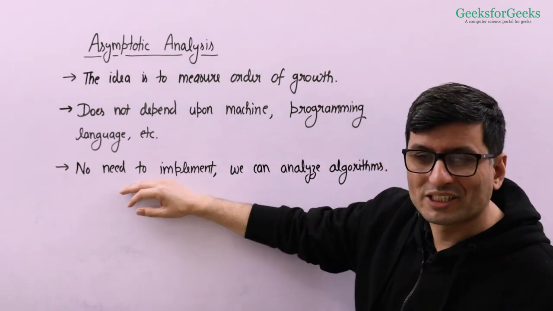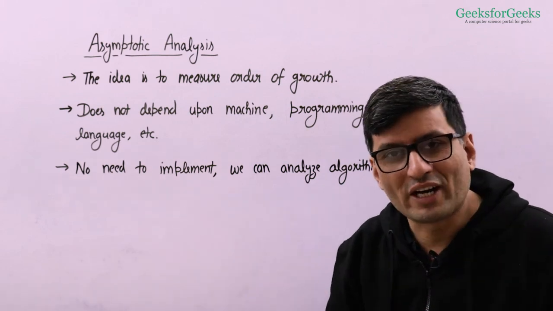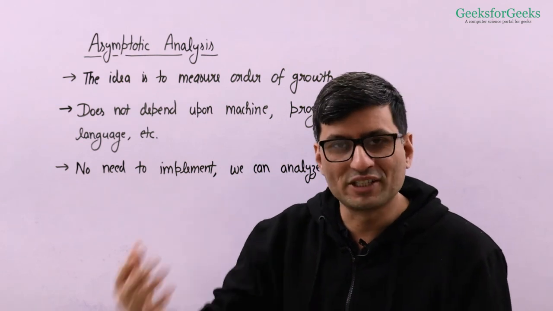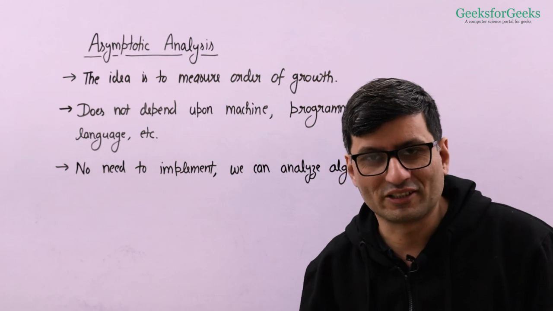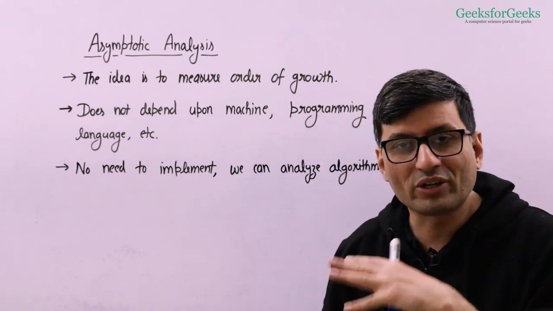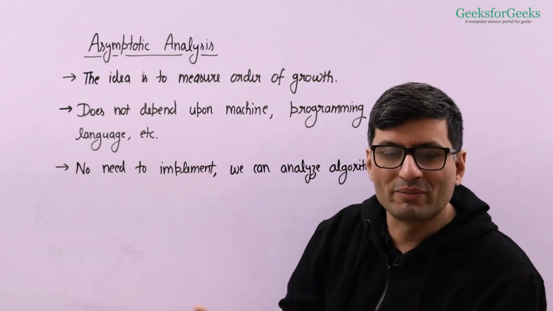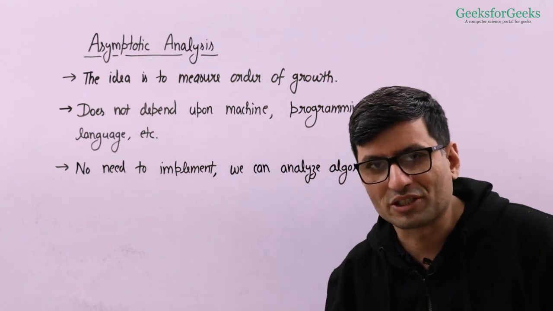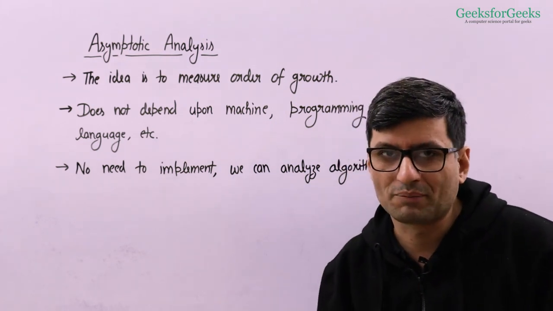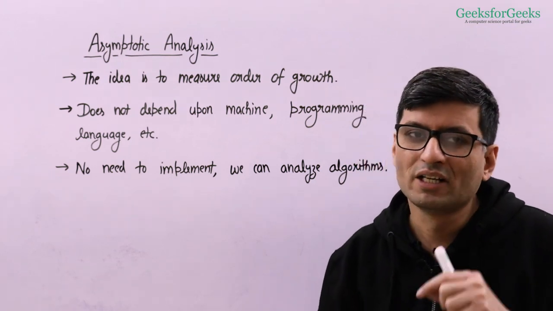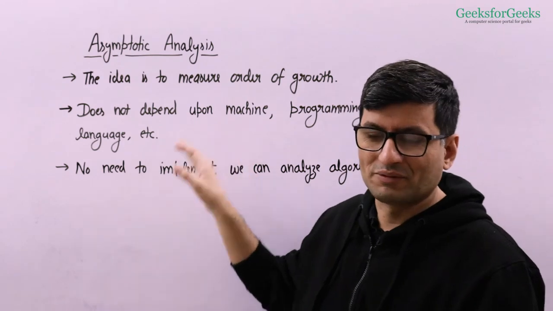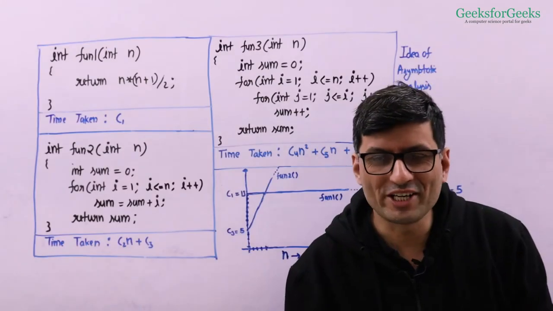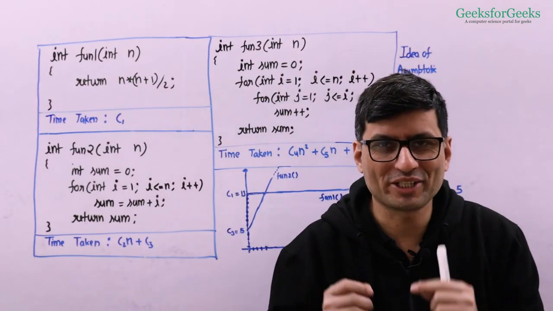One more thing about asymptotic analysis, you don't have to implement the algorithms. You have an idea, you write the steps, then you can analyze it. Is it worth implementing it? You don't have to implement like we implemented 3 different approaches. We could just write the idea of 3 different approaches or write the algorithms for 3 different approaches, and we could analyze them using asymptotic analysis. We do not have to implement and then measure the time. Let's now get an idea about asymptotic analysis.